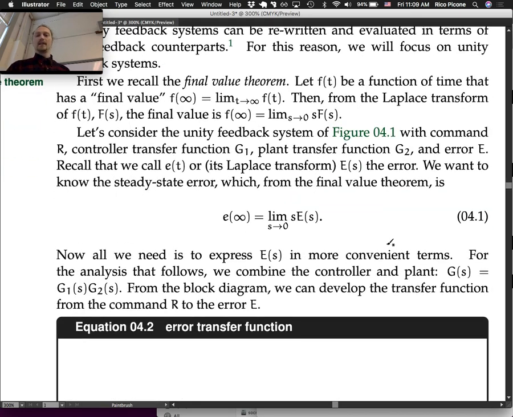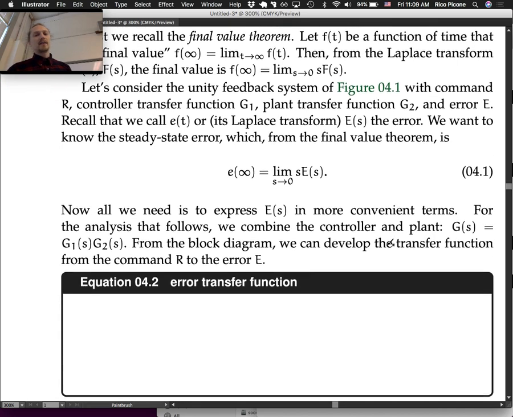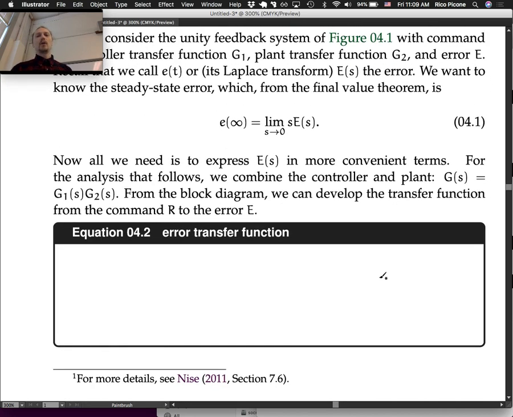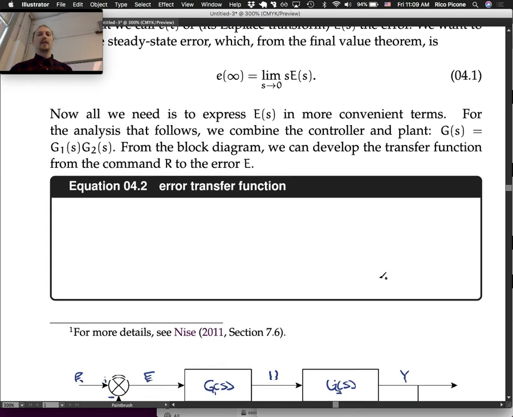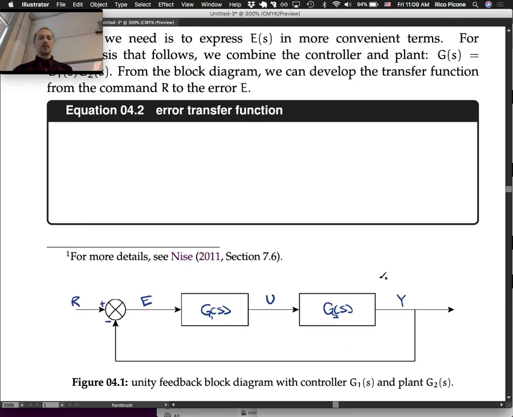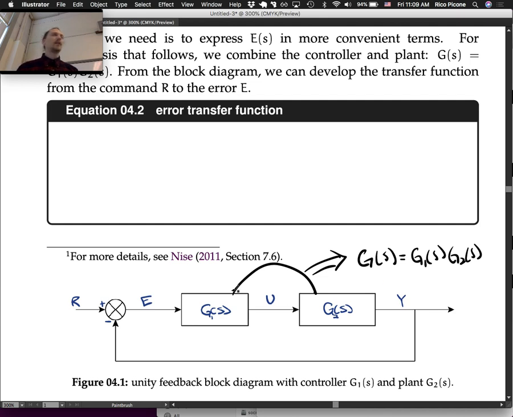We need something that we can analyze a little bit. So for the analysis that follows, we combine the controller and plant, G equals G1 G2. I'm going to combine both of these into a single transfer function, and I'll call it G of s equals G1 of s times G2 of s. So you could represent it as one block G if you wanted to.